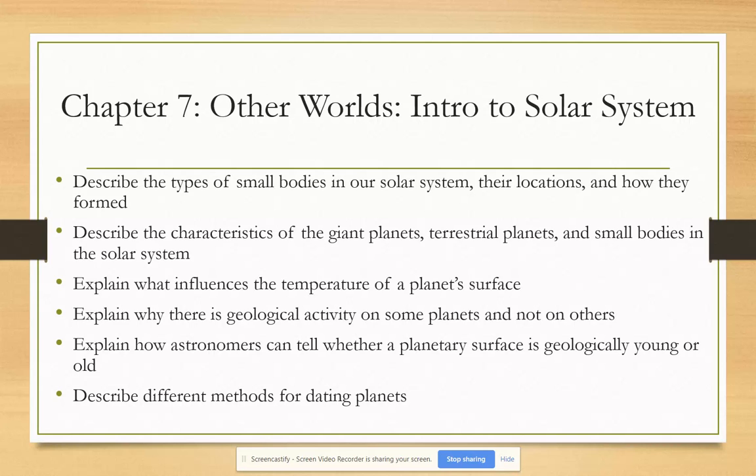Gassy, right? With a big rock in the center. Terrestrial planets, just big rocks. Small bodies and so on. Well, I've talked about those enough.